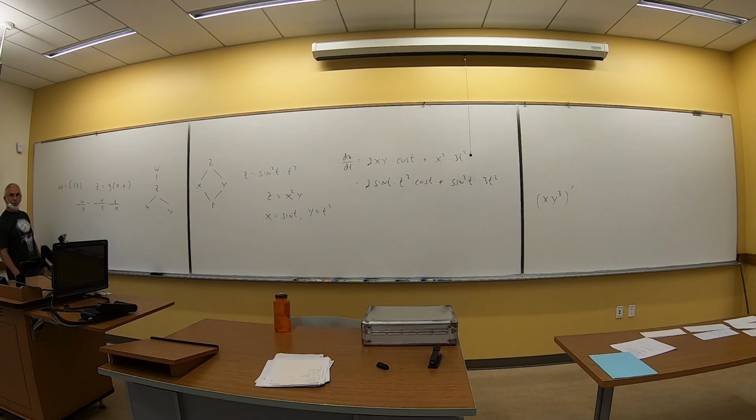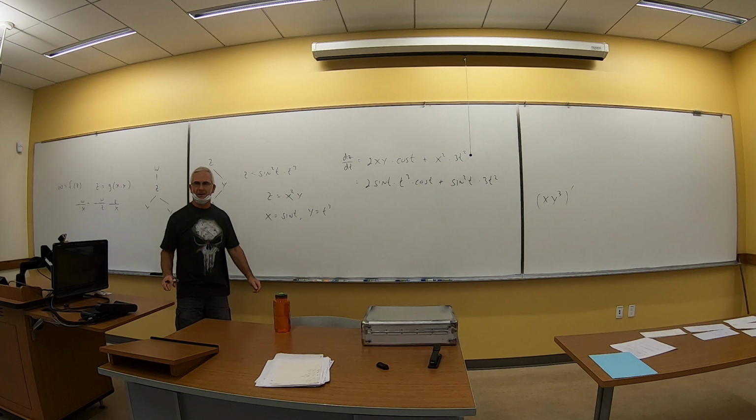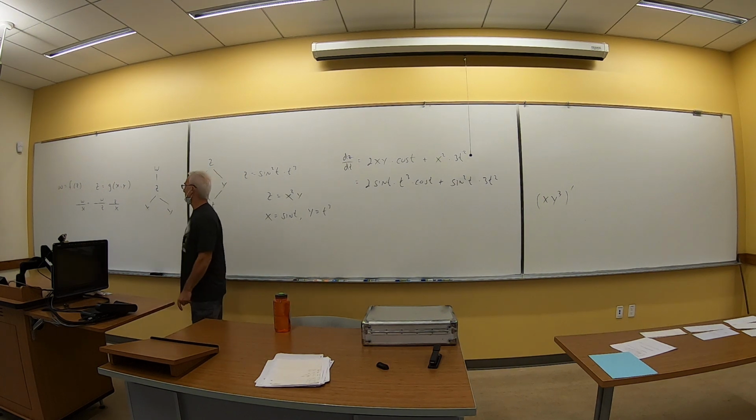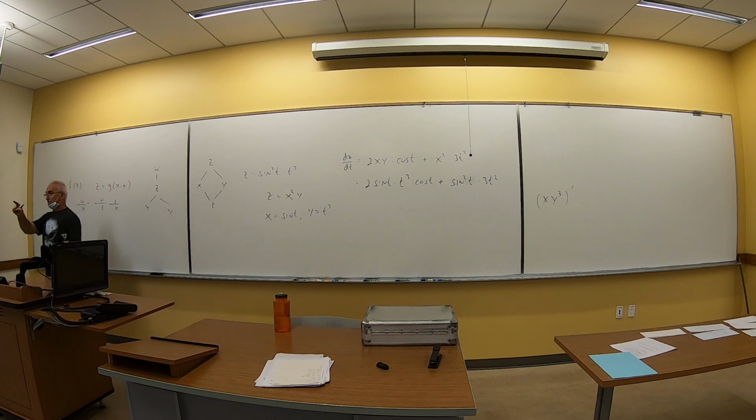Now, are they both ordinary? Are they both partial? Is one ordinary and one partial? What do you think? One's ordinary, one's partial. So which one's which? The first one's ordinary. The first one's ordinary because it only sees each. Exactly, that's it. It's actually that simple. w sees only one variable, so w's derivative has to be ordinary. Now, z sees two variables, x and y.